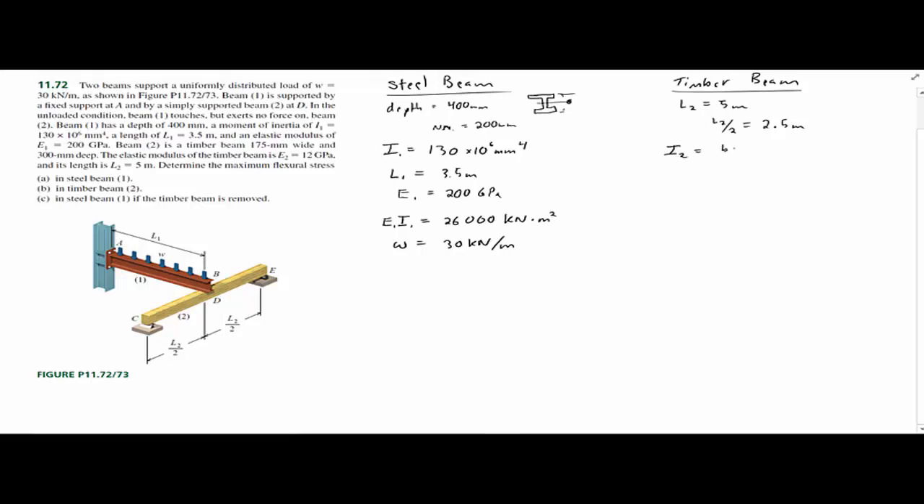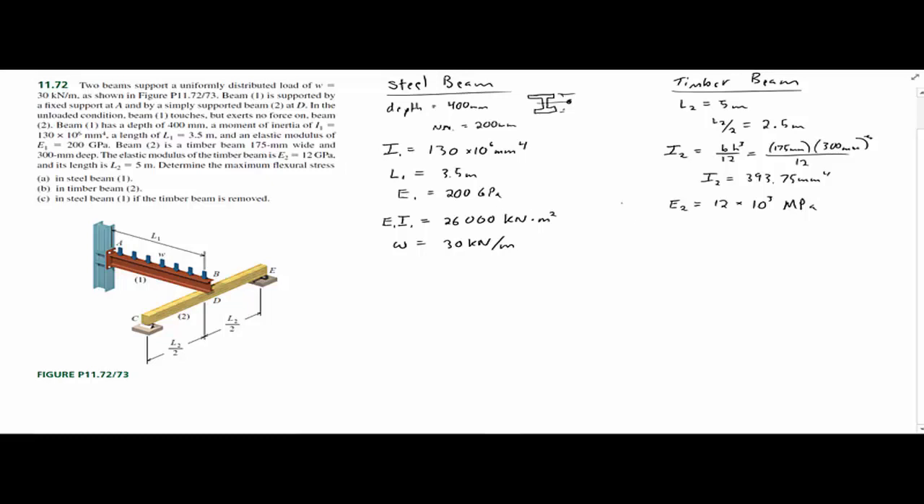So with our shape, we have bh cubed over 12 equals 175 millimeters multiplied by 300 millimeters cubed divided by 12. And so I sub 2, our moment of inertia for the timber beam, is going to equal 393.75 millimeters to the 4th. We're given our modulus of elasticity, so E sub 2 equals 12 times 10 cubed megapascals.